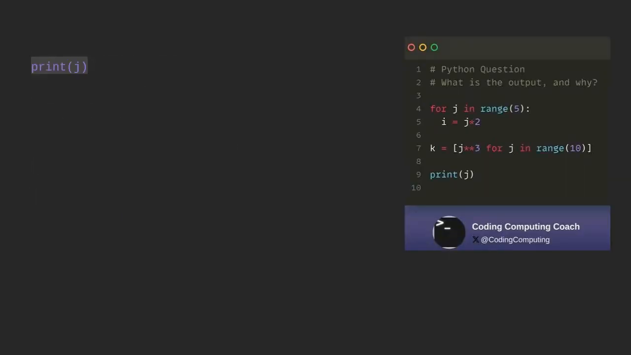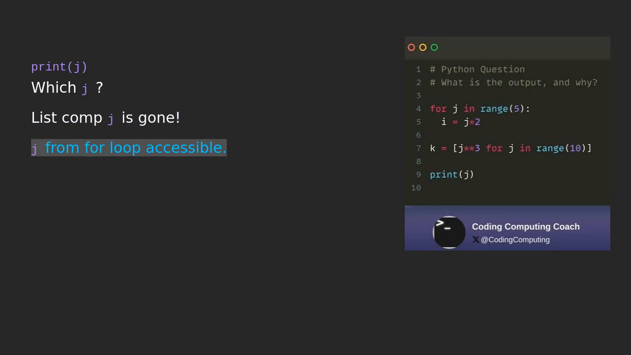Finally, print j is run outside of the list comprehension. But which j? The list comprehension j or the for loop j? Remember that the list comprehension worked in a separate scope. The j of the list comprehension is gone as soon as the comprehension ends. But the j of the for loop is still accessible to print. Therefore, that's the j that gets printed. Thus, the output is the currently accessible value of j, which is 4.